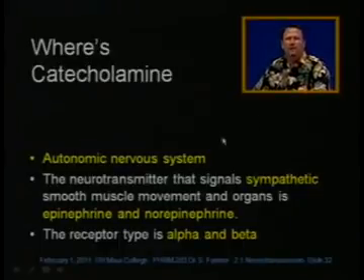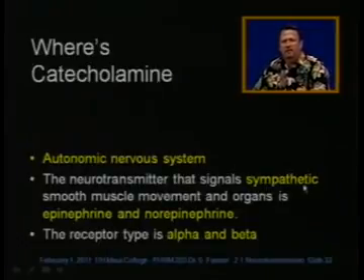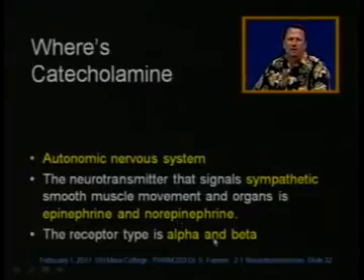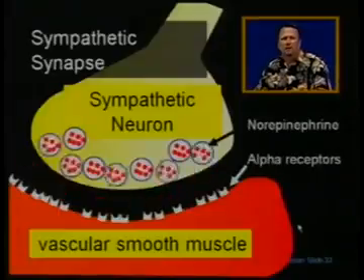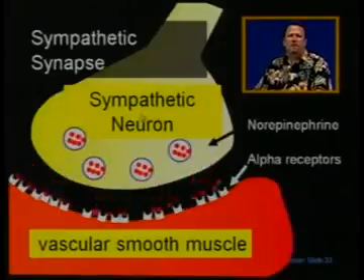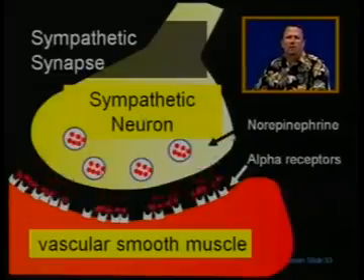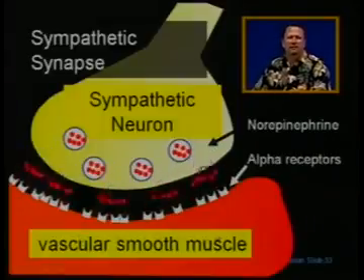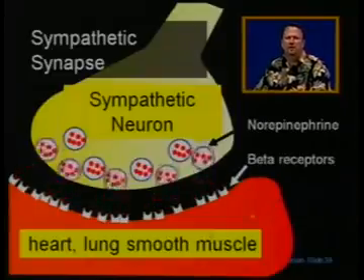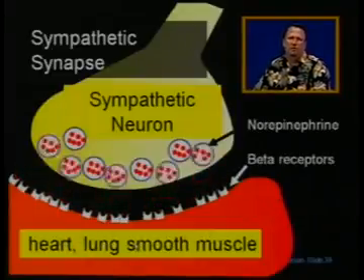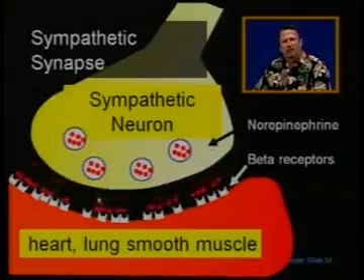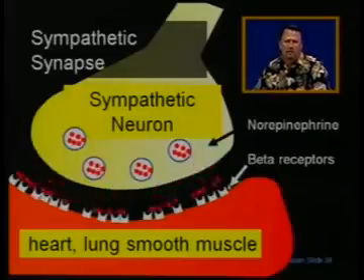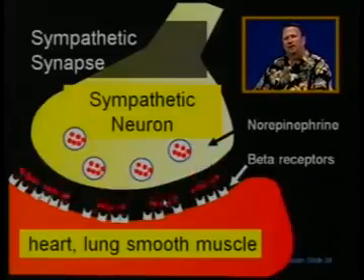So where are you going to find the catecholamines? Autonomic nervous system, sympathetic neurons that signal the organs. Those sympathetic neurons are going to use epinephrine and norepinephrine, and the receptor types are alpha and beta. But I like cartoons better, so here is my postganglionic sympathetic neuron releasing norepinephrine into the synapse. And like with blood vessels, vascular smooth muscle, these are alpha receptors. And we can just take the same cartoon, and in the heart and the smooth muscle of the lung, norepinephrine is released from the sympathetic neuron, and beta receptors are what sense the catecholamine.